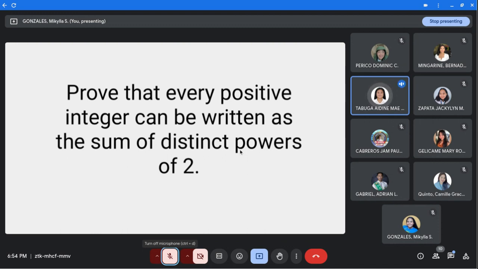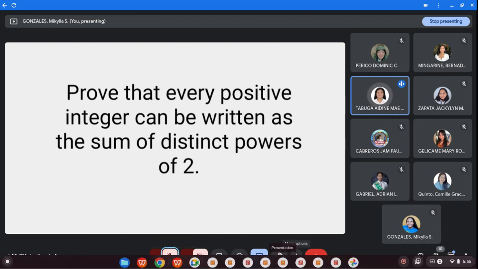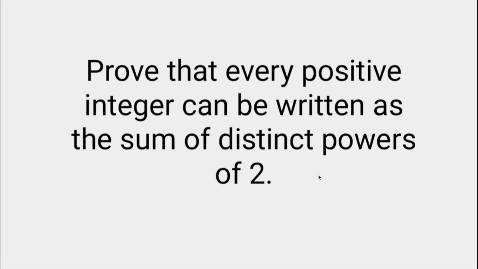Since S is non-empty, there must be a smallest element n in S. Then n cannot be a power of 2, since that can be expressed as the sum of a single power of 2. Therefore, we can write n as the sum of a power of 2 and a positive integer k less than n that cannot be expressed as the sum of distinct powers of 2. But since k is smaller than n, it cannot be in S. So it must be expressible as the sum of distinct powers of 2.